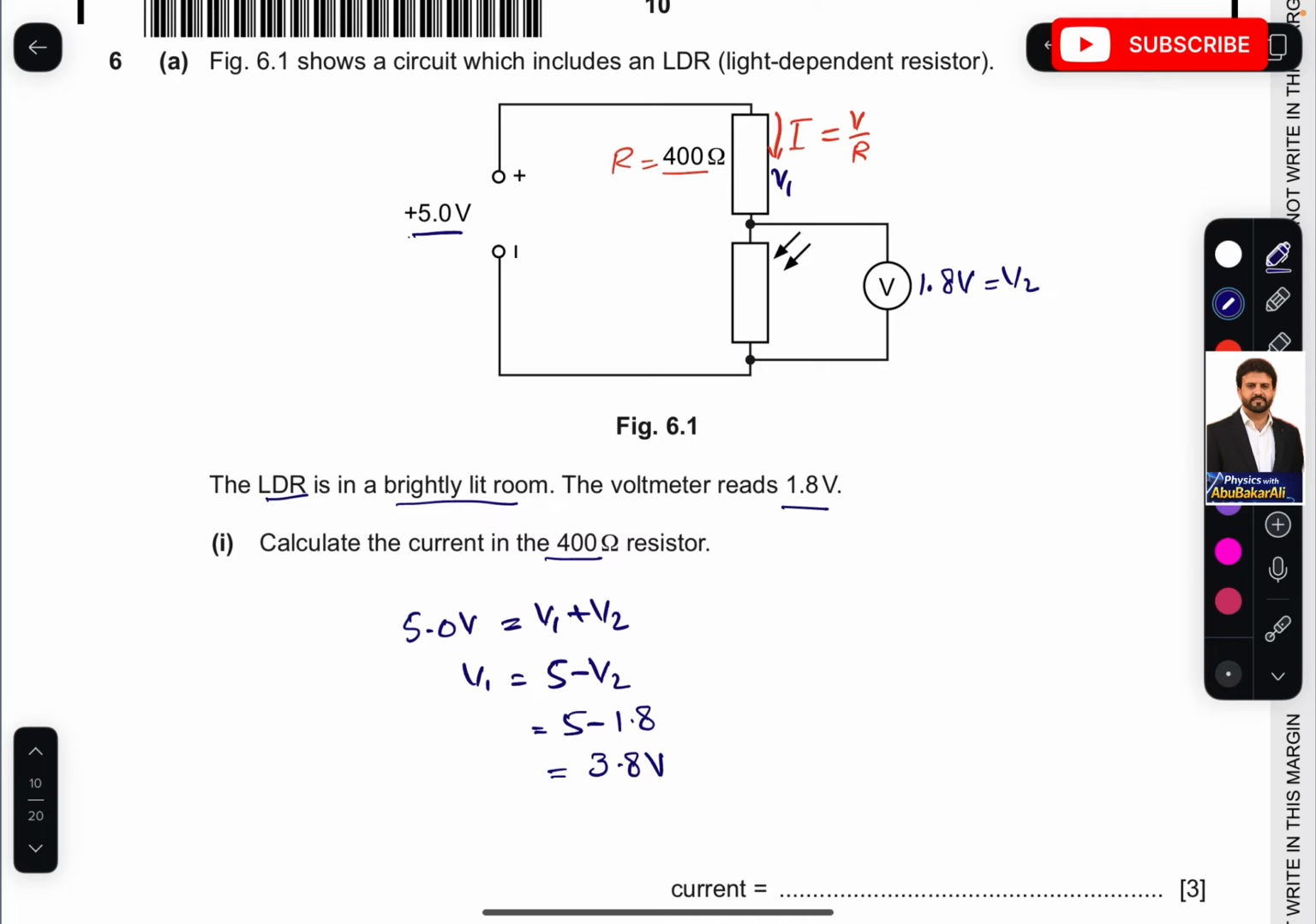Now we can find the current. So current is V over R. V is 3.8, divided by 400. So when we divide this, you will get 0.008 ampere. Okay, this is your answer.